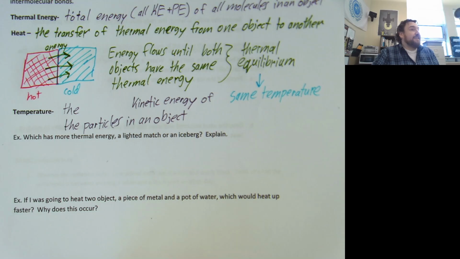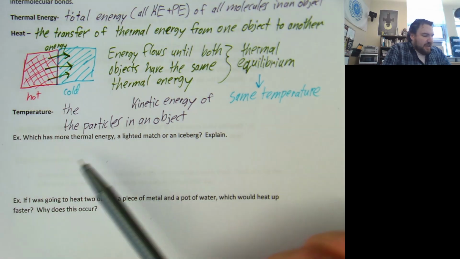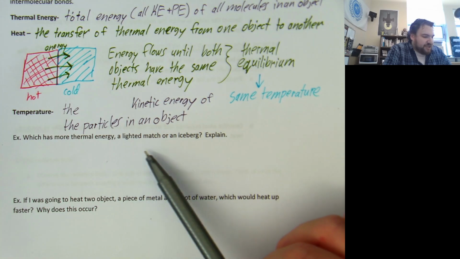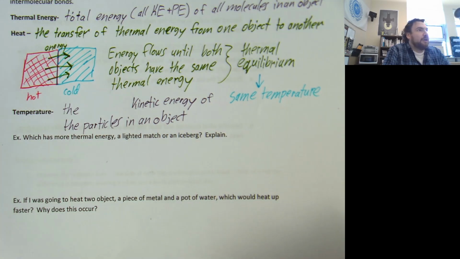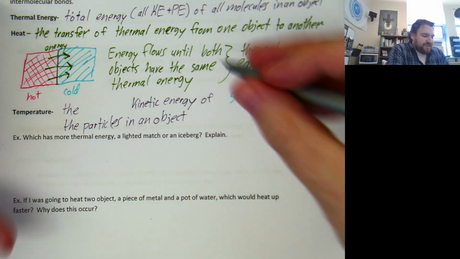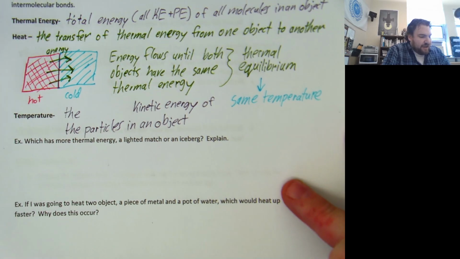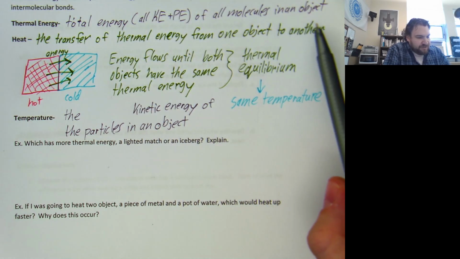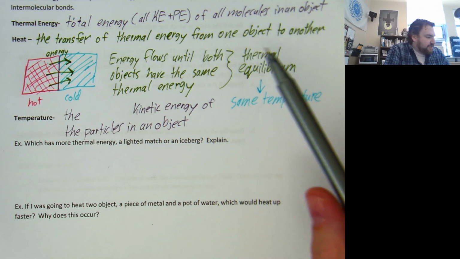I'll give you an example and let's see if we can pull out the answer. Let's take a look at this example here. Which has more thermal energy, a lit match, or an iceberg? What does your gut tell you? Let's look at the definitions here. The thermal energy is the total energy of all the molecules in an object. What does your gut tell you?